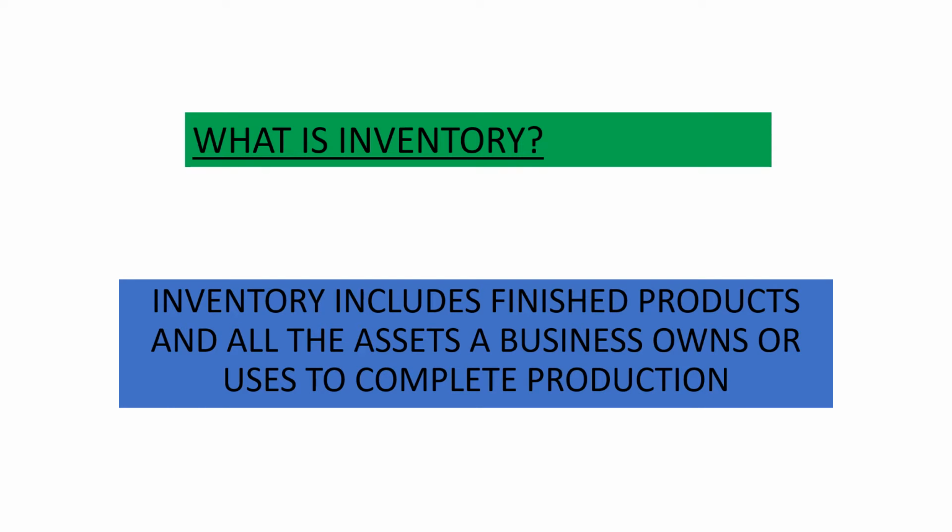So what is inventory? Inventory includes finished products and all the assets a business owns or uses to complete production. So inventory includes both the finished product, that is the output or the item, as well as the assets or the raw materials that a business owns or uses to complete the production.